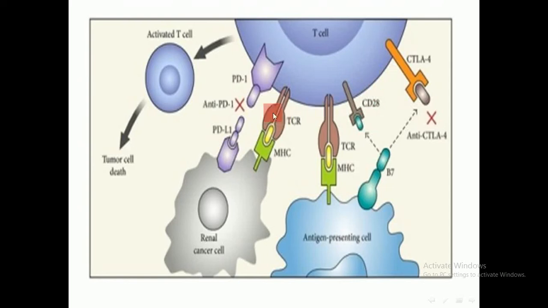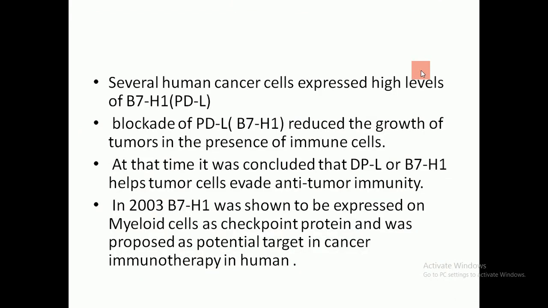This is another figure to demonstrate. This is the checkpoint PD ligand, and this is the B7 molecule with CD28, which is the second signal in the T lymphocyte activation, and the inhibition of this second signal by the CTLA4.